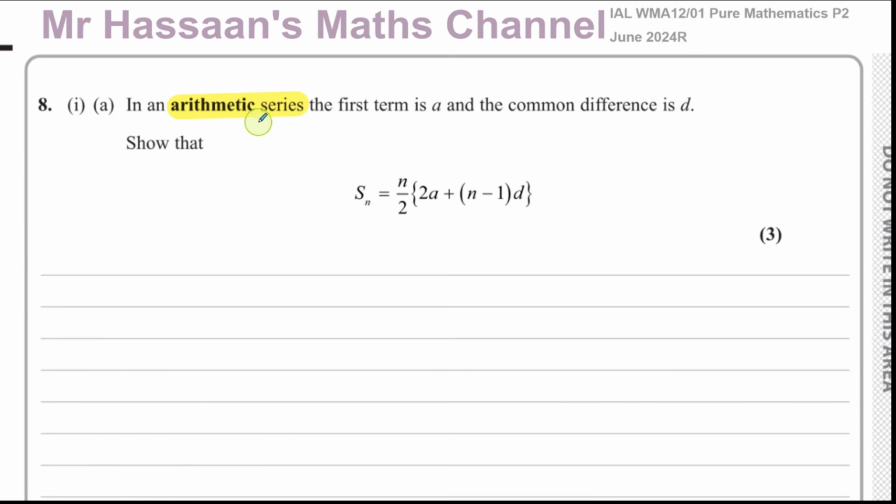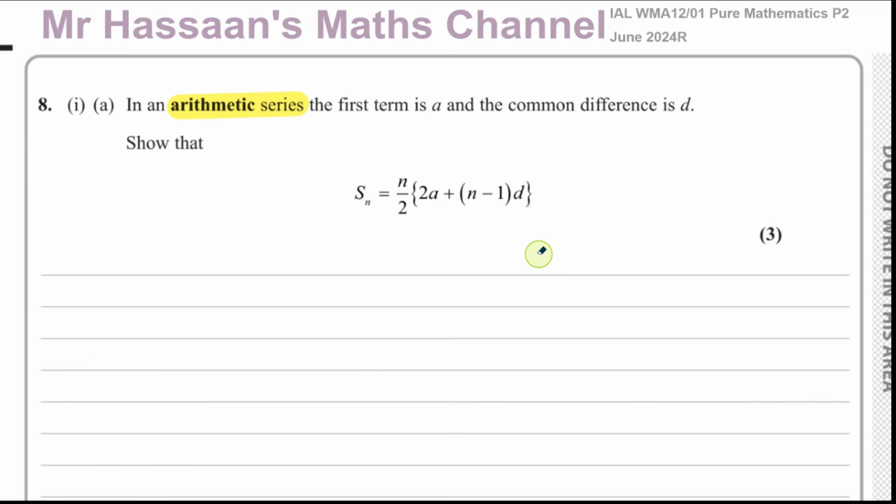Right, so an arithmetic series is one which increases by the same amount each time or decreases by the same amount each time, has a common difference. So for example, 2 plus 5 plus 8 plus 11 has a first term of 2 and a common difference of 3. Or you could have something like 7 plus 5 plus 3 plus 1 and so on. This has a first term of 7 and a common difference of negative 2. Right, so those are examples of arithmetic series.